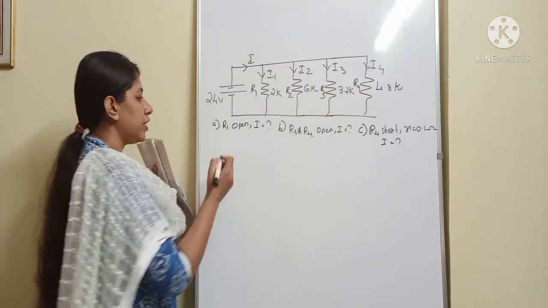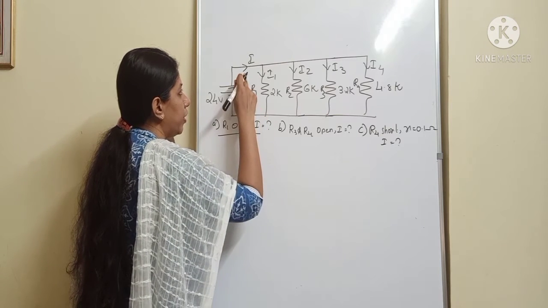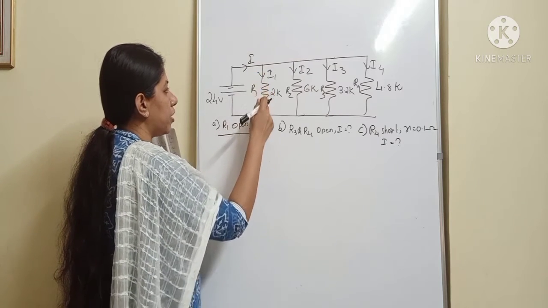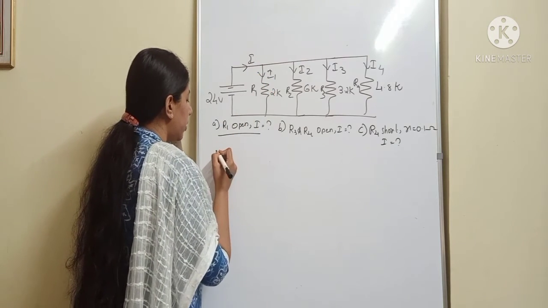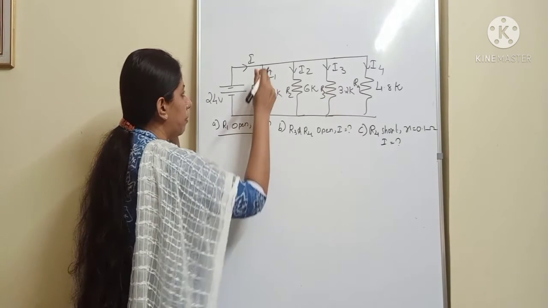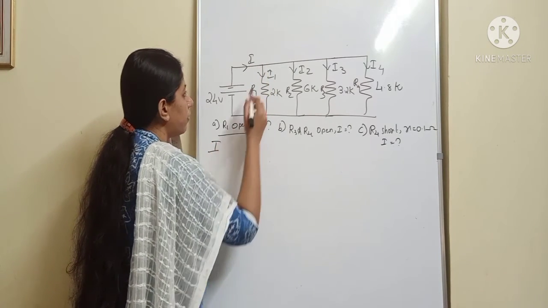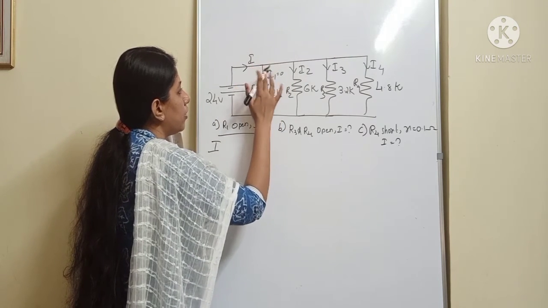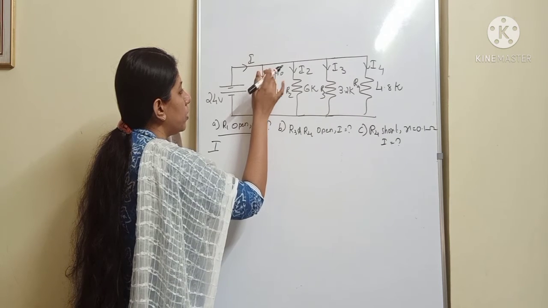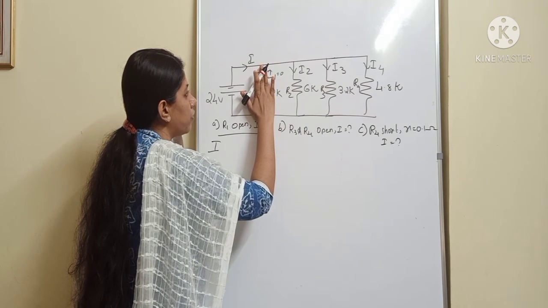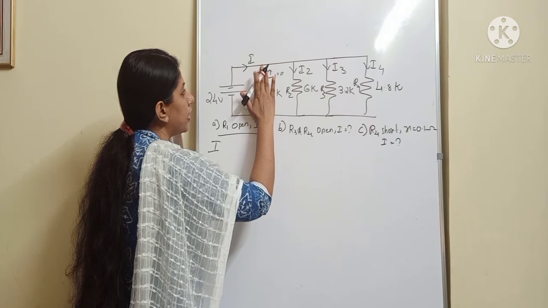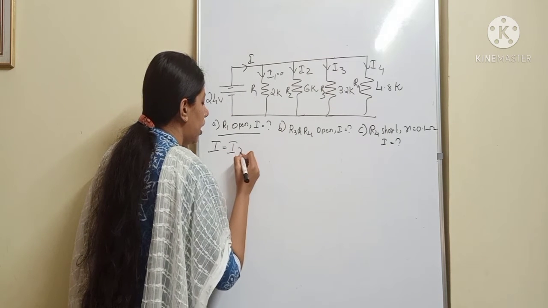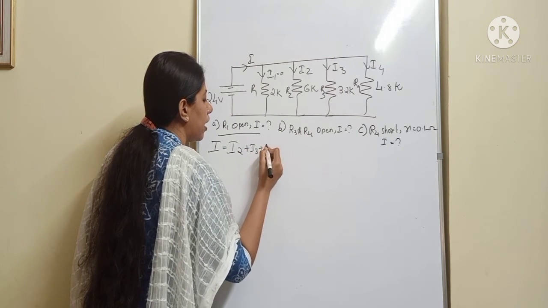In the first case we are asked to find the value of the main current I when R1 is open. R1 is open means this particular branch is open. If you apply KCL at this point, the current in this branch will be 0. So the current will be I is equal to I2 plus I3 plus I4.